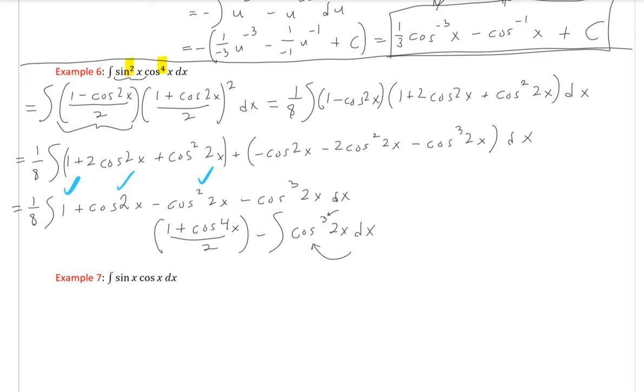So overall, I should have 1/8 integral of 1 plus cosine 2x minus 1/2 1 plus cosine of 4x dx as my first integral, minus the integral of cosine cubed 2x. I'm going to replace that with the Pythagorean identity to get 1 minus sine squared of 2x times cosine of 2x dx.